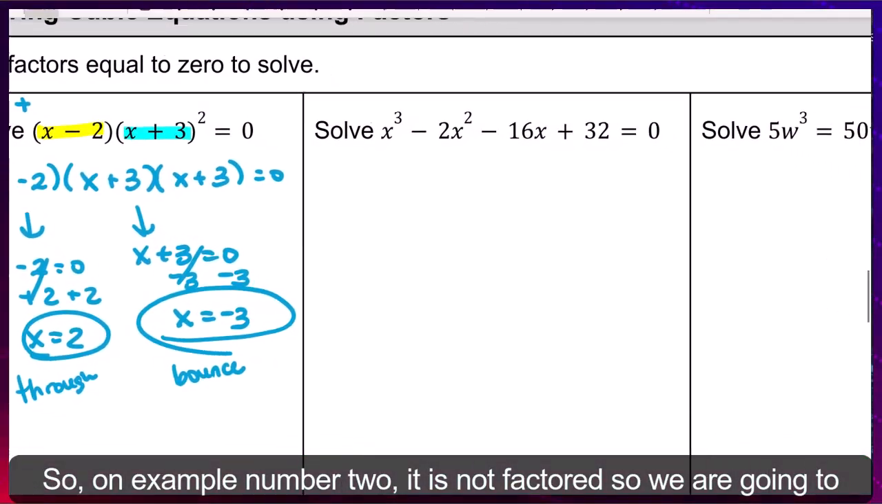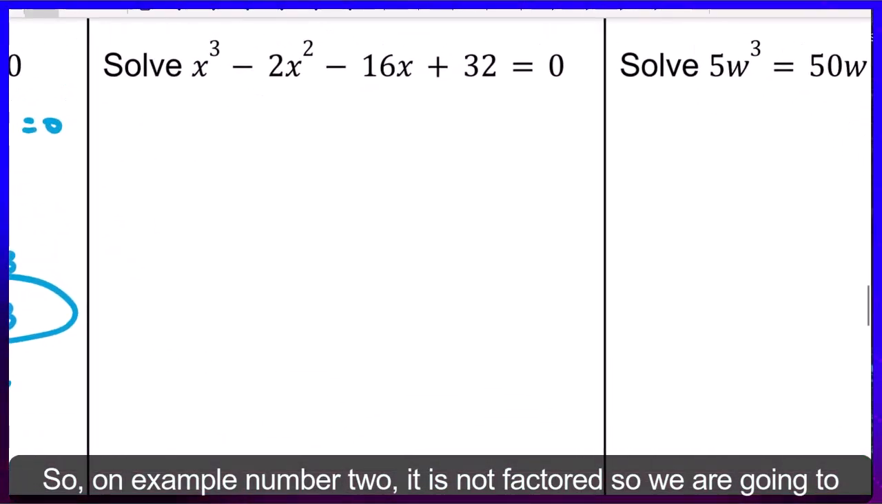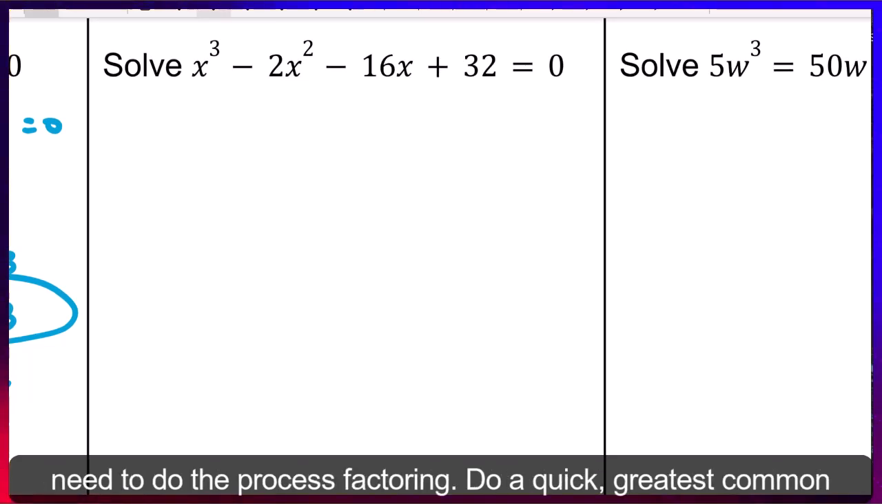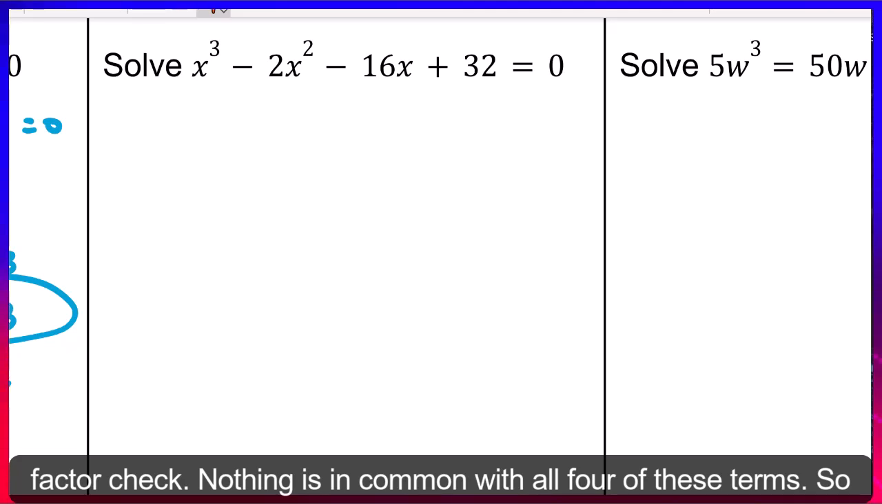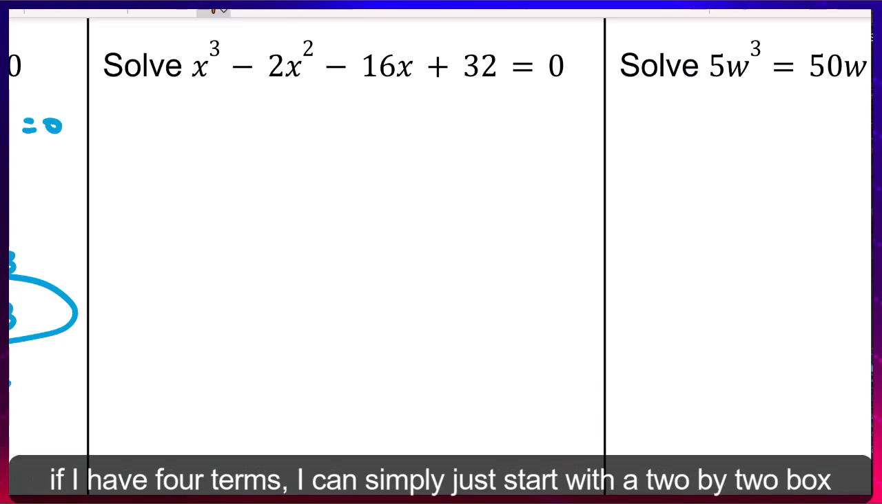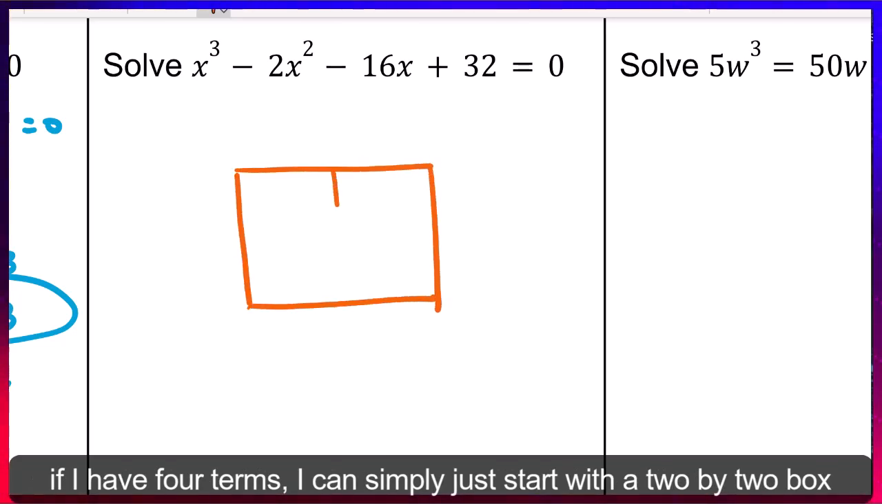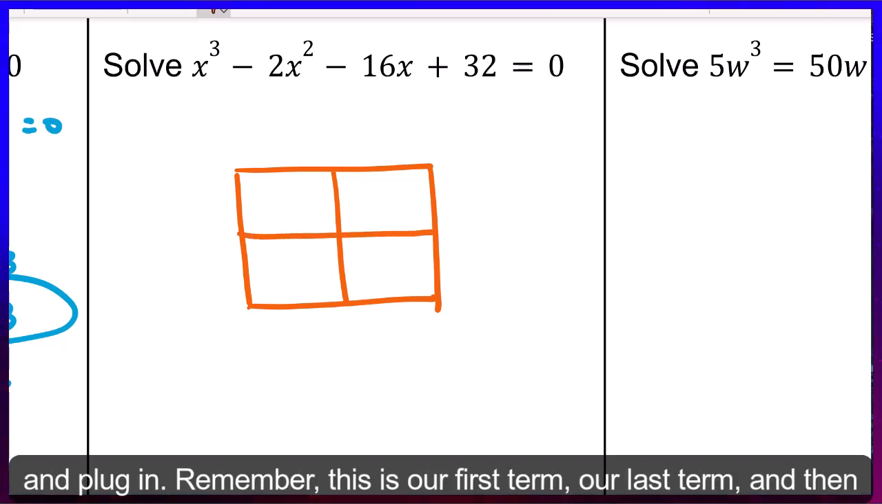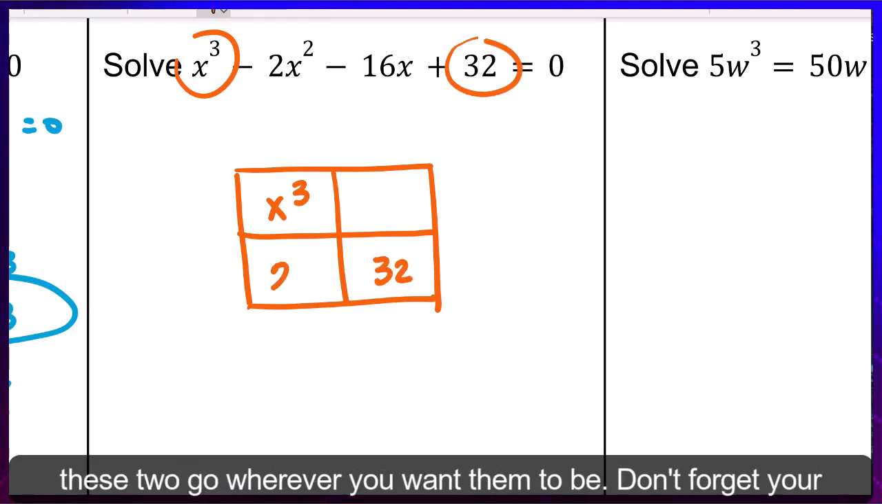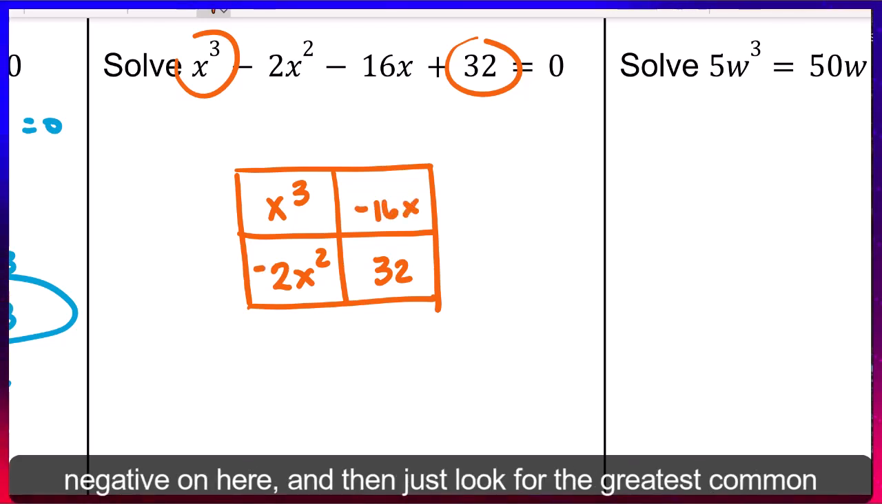So on example number 2, it is not factored, so we are going to need to do the process of factoring. Do a quick greatest common factor check. Nothing is in common with all 4 of these terms. So if I have 4 terms, I can simply start with a 2x2 box and plug in. Remember, this is our first term, our last term, and then these 2 go wherever you want them to be. Don't forget your negative on here.